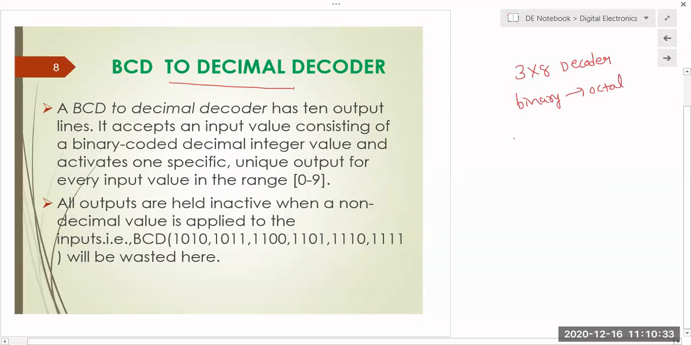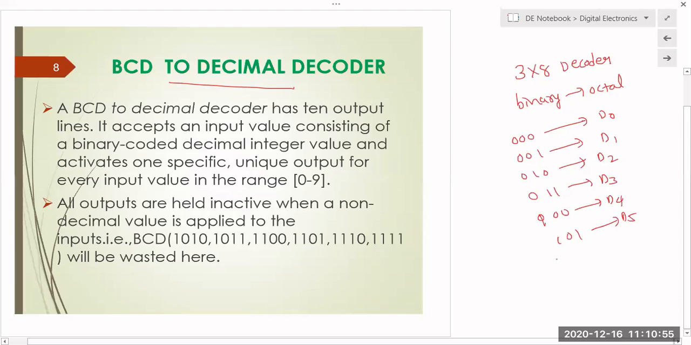That is nothing but 3 inputs. If the input is 0 0 0, it is decoded as digit D0. If 0 0 1, it is decoded as D1. 0 1 0 is D2. 0 1 1 is D3. 1 0 0 is D4. 1 0 1 is D5, 1 1 0 is D6, and 1 1 1 is D7. All of you clear, right? So this is your 3/8 decoder.